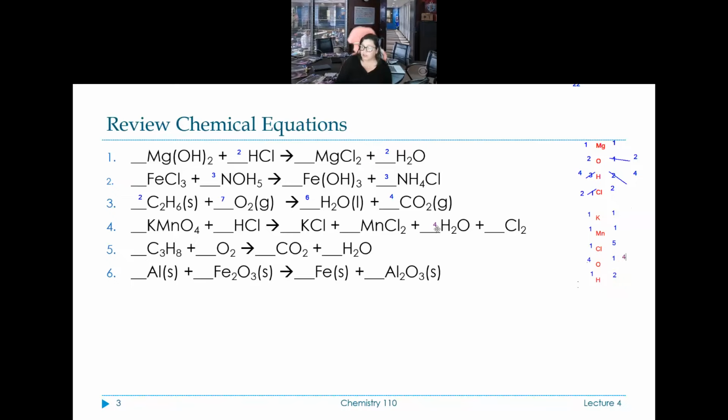But I also changed the number of hydrogens too, didn't I? So now we don't have 2 of those. We have 8 of those. 8 hydrogens. Well, let's fix this and put an 8 over here. Okay, now I've fixed that. I have 8 hydrogens. Awesome. And now I have 8 Cl. So not exactly what I want, but we're headed in a better direction.